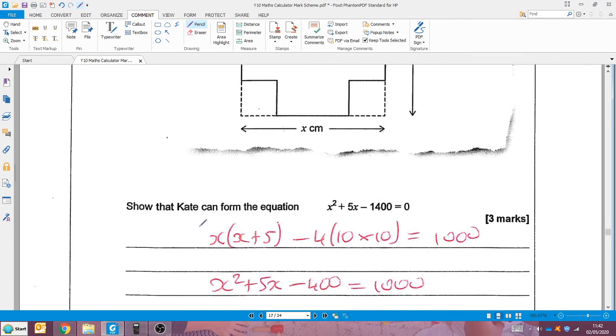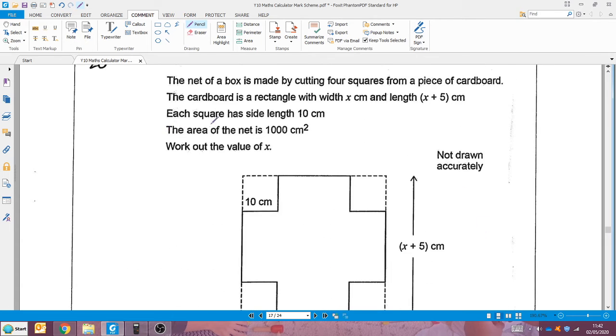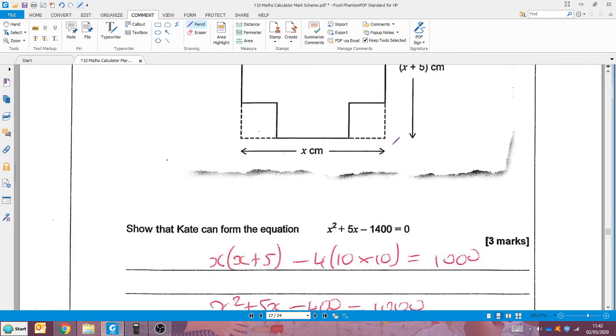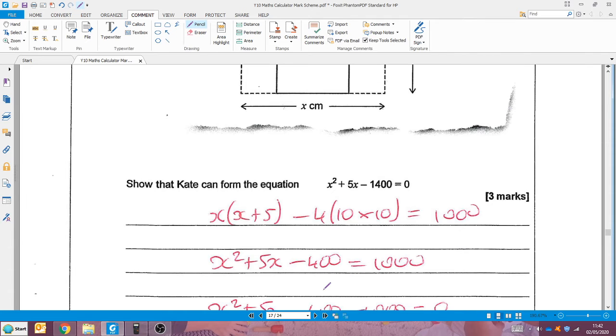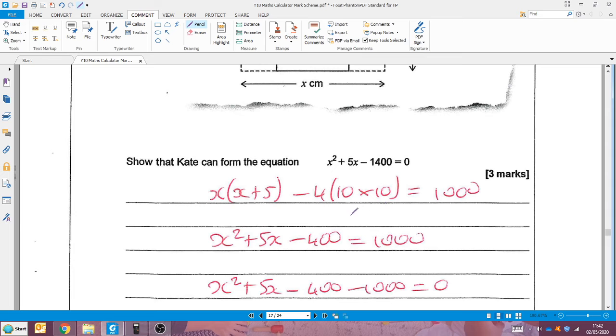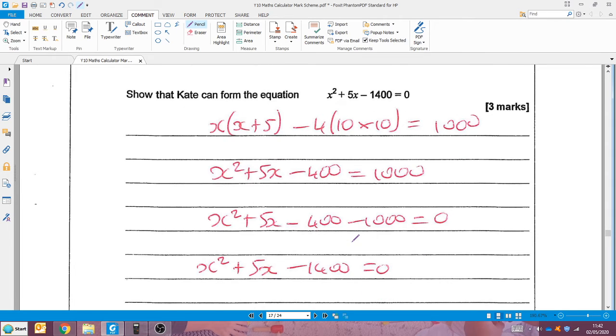I got the area of the entire bit of card, take away 4 lots of 100, and this comes to 1,000. Where did I get 1,000 from? The area of the entire net, all this white stuff here, is 1,000 centimetre squares. Multiply out: 4 times 100 is 400, minus 400 equals 1,000. Now bring the 1,000 over to the left side and subtract. Landed. Alright, 3 marks.